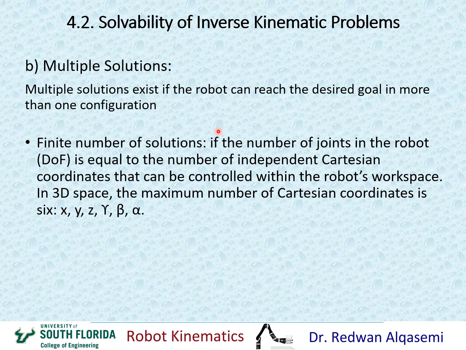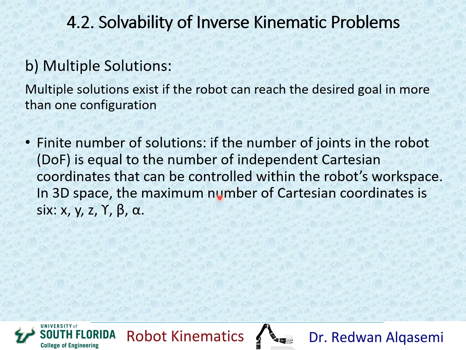All right, so if I have multiple solutions, I can have a finite number of solutions. Okay, and to have a finite number of solutions, I have to have the number of joints in the robot equal to the number of independent Cartesian coordinates that I'm controlling within the workspace. Okay, so if I have 3 joints and I'm controlling 3 independent Cartesian coordinates, then it's possible that I would have a finite number of solutions.